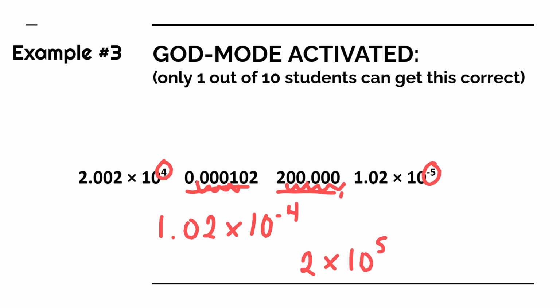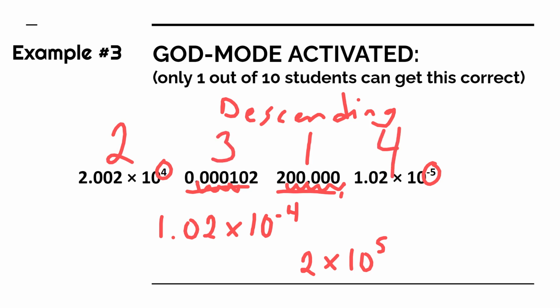Now that I have all my exponents, I can order these numbers and find out which one is biggest to smallest. I didn't write it up here, but let's do this in descending order. So we're doing it from the biggest to the smallest. Out of these, the biggest one is going to be this one right here, 200,000. Next would be this one right over here, which is to the fourth power. And now I have -5 and -4. -4 is bigger, so that one's going to go third. And then this one right here is -5, which is going to be my fourth one.